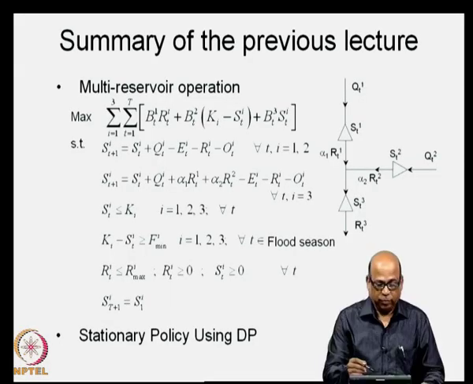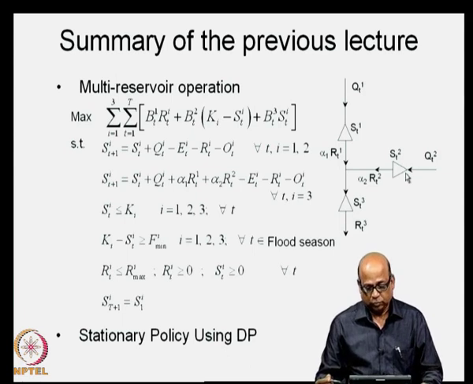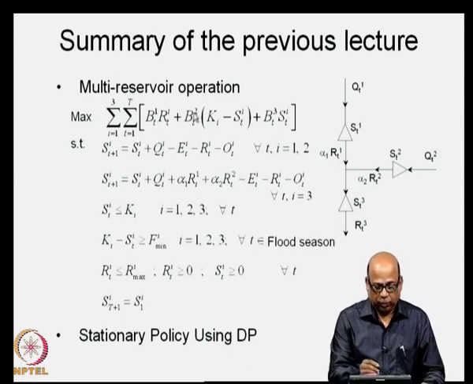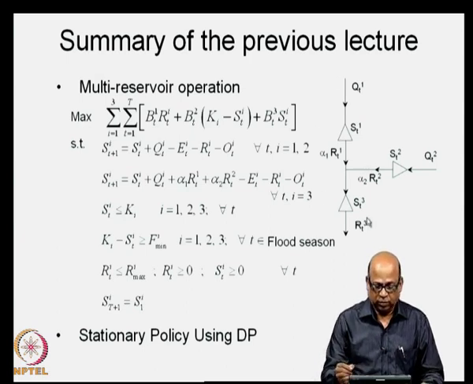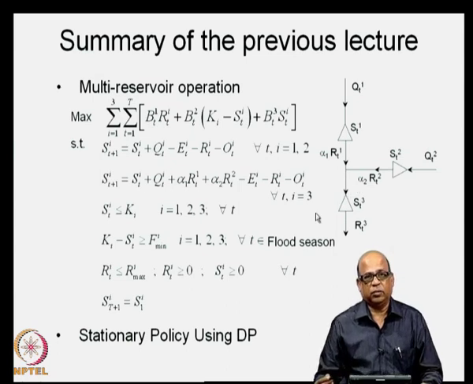In the previous lecture specifically, we dealt with the multi-reservoir operation problem, where we formulated a linear programming problem for a given configuration of the system as shown here. And then we obtained the optimal operating policy for such a system and showed it also through a numerical example. As I mentioned, this can be generalized to any n number of reservoir systems.